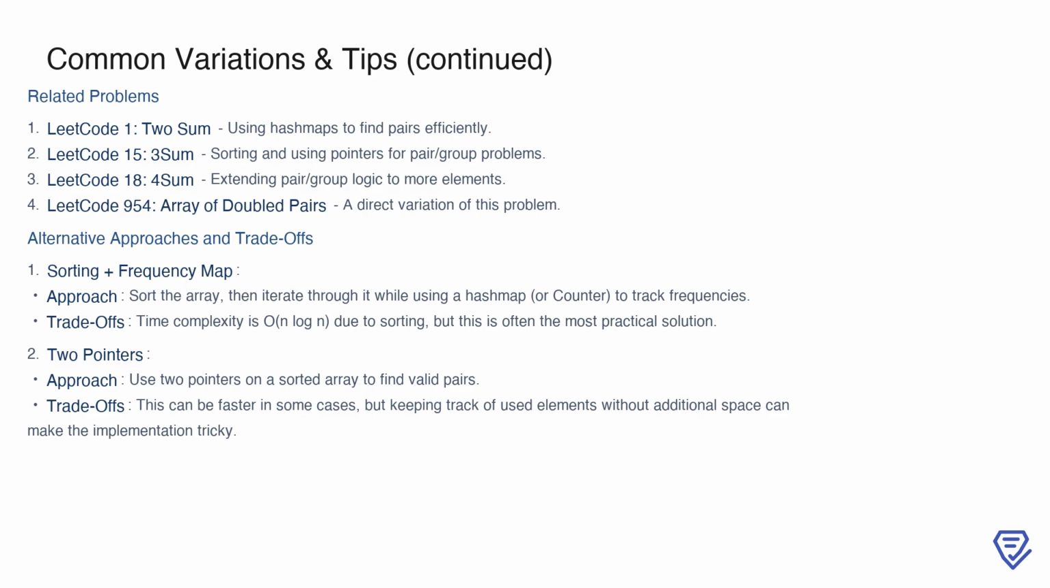When considering alternative approaches, sorting combined with a frequency map is one of the most practical solutions. You sort the array, then iterate through it while using a hash map to track frequencies. Although this approach has a time complexity of O(n log n) due to sorting, it's typically efficient and straightforward to implement. Another option is the two-pointer technique, where you use two pointers on a sorted array to find valid pairs. While this can be faster in some scenarios, it requires careful handling to ensure elements aren't reused incorrectly, which can make the implementation more complex.